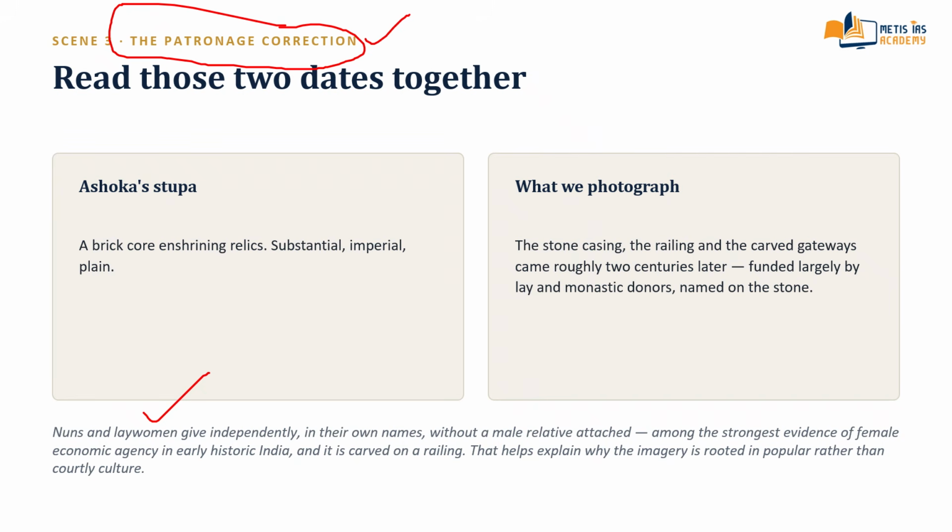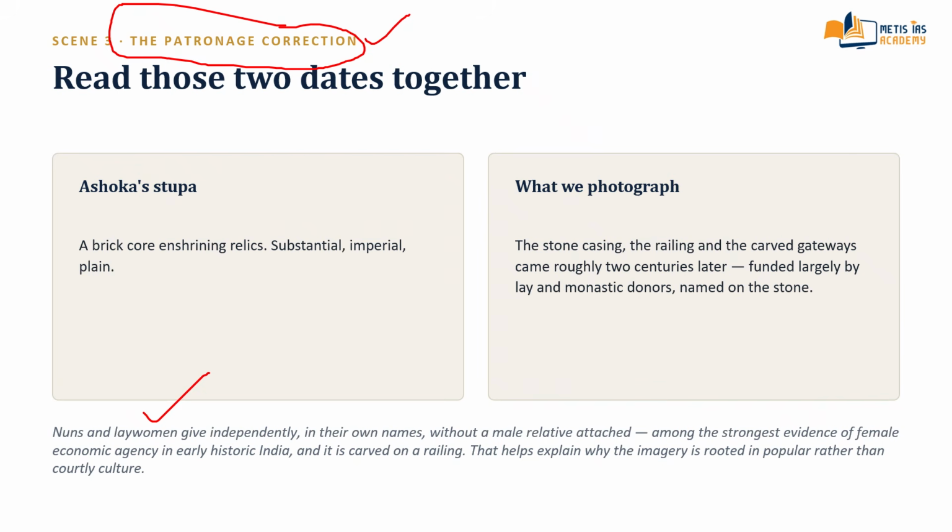So state the finding plainly. The emperor built the mound. Monks, nuns, traders, and craftsmen built the art. Three things follow, and each is worth a line in an answer. On the imagery, this is why scene two's argument holds. A monument crowd-funded by lay donors is a monument answering lay tastes, which helps explain why the visual vocabulary of these monuments is rooted so deeply in popular and lay culture rather than being exclusively courtly.